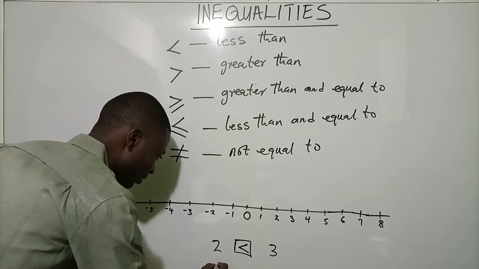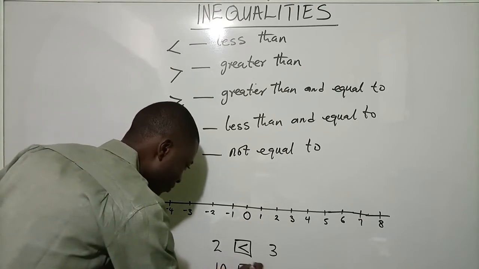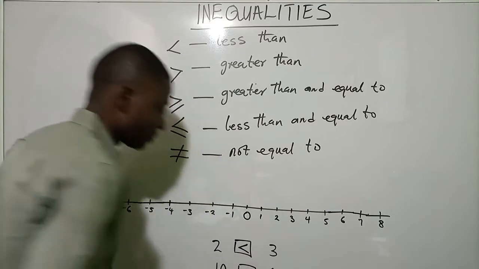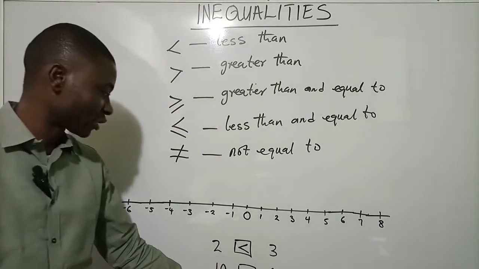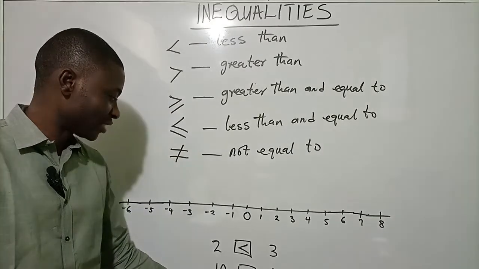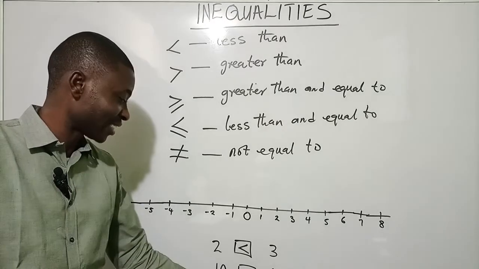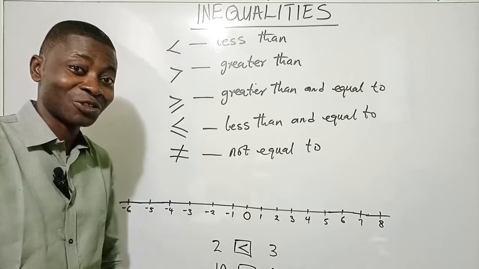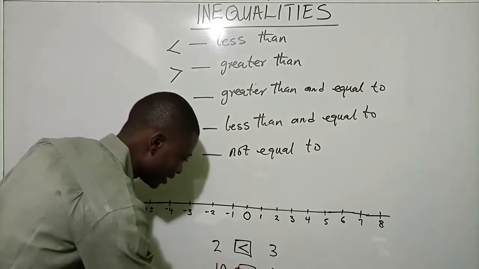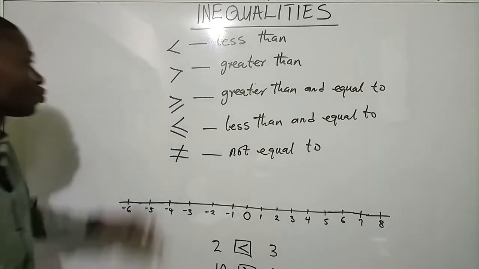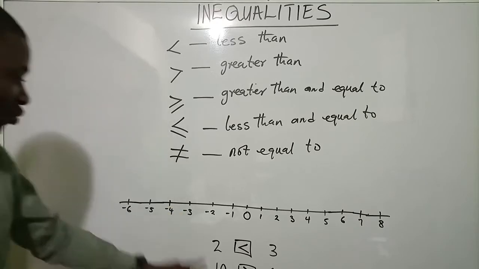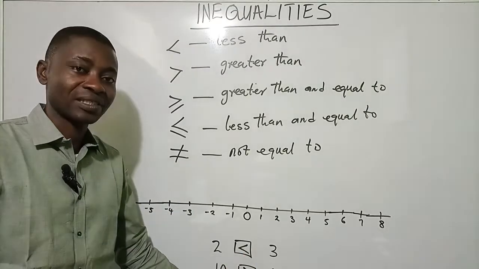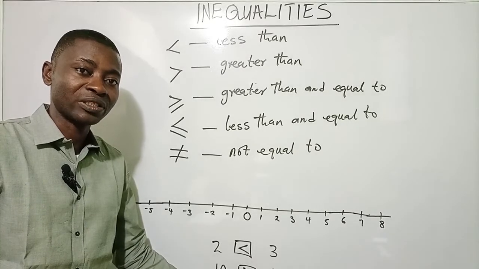Now, what if I have something like this? Maybe I'm putting, let's say, 10. I have a box like this, and I put 6 here. So what sign would you think will fit in here? If I say 10 is less than 6, would that be correct? Of course, I know your answer. You say no, that is wrong. The correct answer is going to be 10 is greater than 6. So we use the greater than sign. All these are inequality signs.